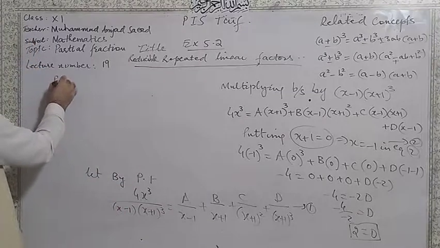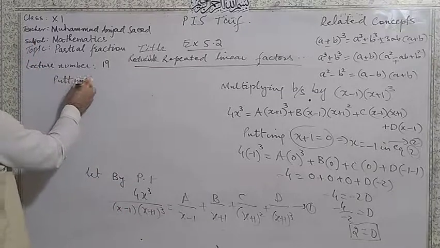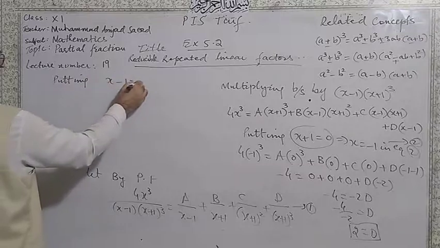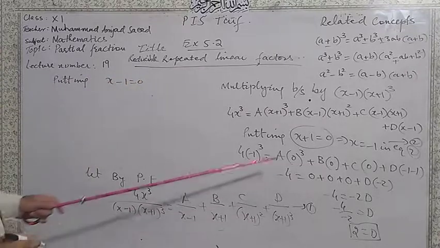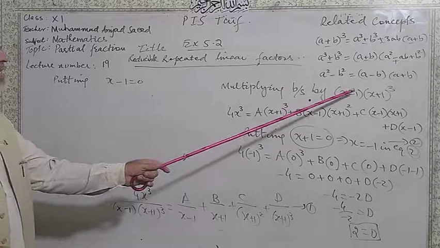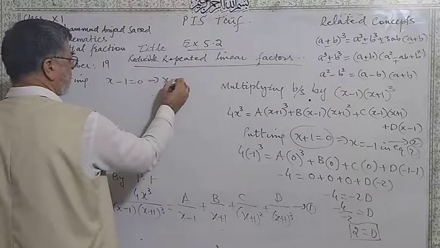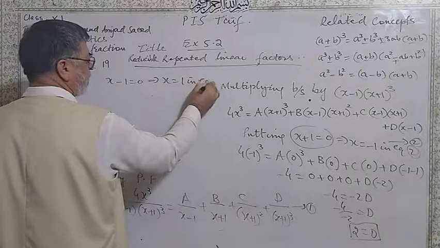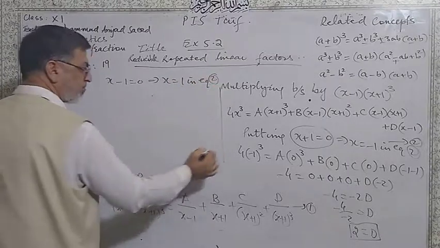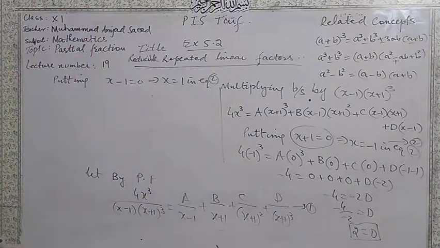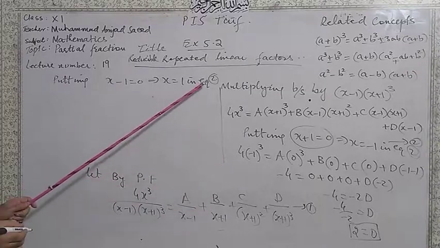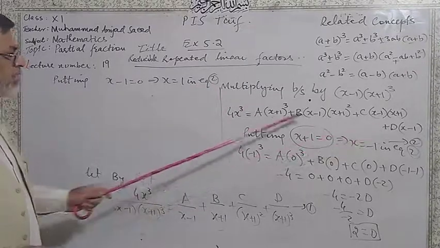Putting x minus 1 is equal to 0. Here is x minus 1, second bracket is x minus 1. Implies that x is equal to 1 in equation number 2. Again we will apply this x is equal to 1 here, equation number 2.